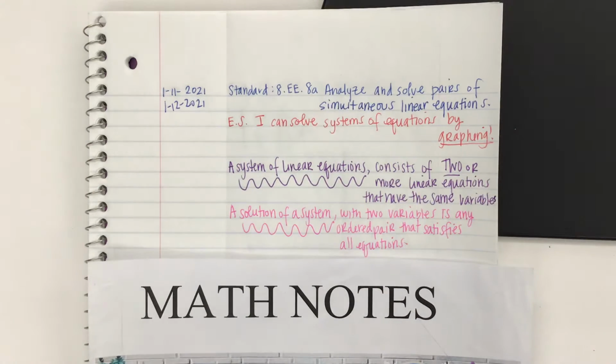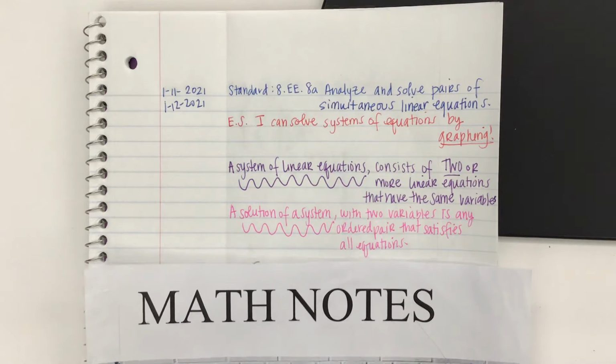So a system of linear equations consists of two or more linear equations that have the same variables. So you will be solving for x, and now you will be solving for y, and you will have two equations in one problem. And a solution to a system with two variables is any ordered pair that satisfies all of the equations. So you will get an x equals and a y equals, and what you will need to do is write it as an ordered pair, x comma y.